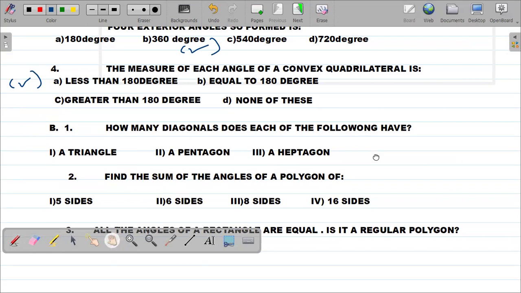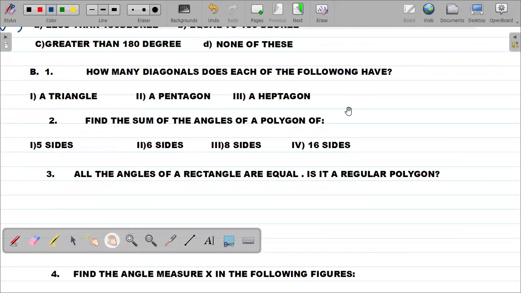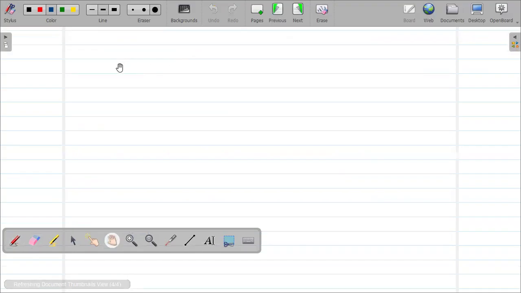B. How many diagonals does each of the following have? A triangle, a pentagon, and a heptagon. We have to tell the number of diagonals each of the following has. So for a triangle, what would the number of diagonals be? How will we solve it? We will solve it by using a formula.